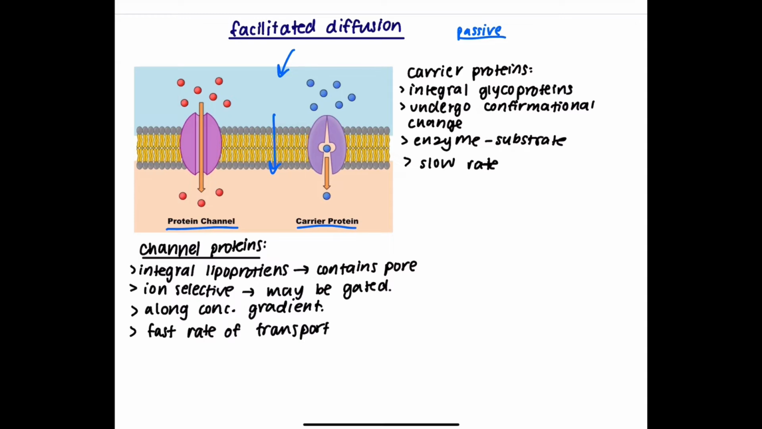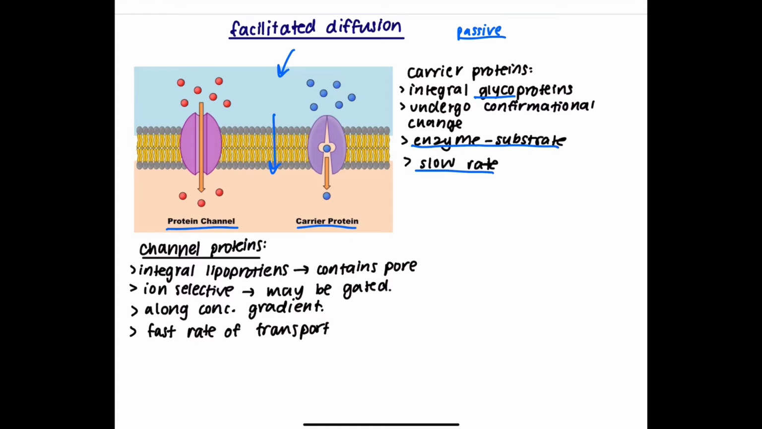So carrier proteins are integral glycoproteins, and they undergo a conformational change when the material binds to the protein, and this allows them to translocate the materials across the membrane. So carrier proteins undergo a similar attachment specificity to enzyme-substrate interactions, wherein only a specific kind of molecule can bind to the carrier protein. It is a slow rate of exchange, of transport, because it has to continuously undergo a conformational change.